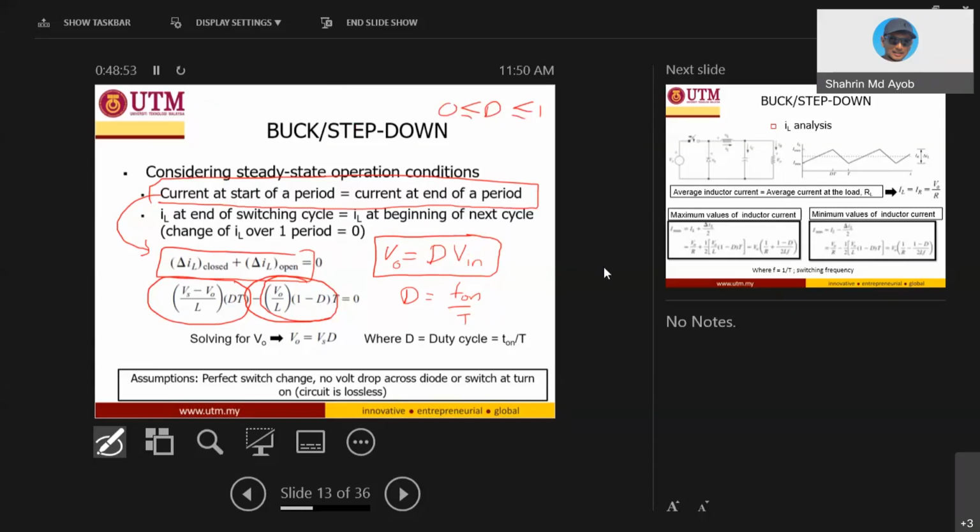The lower part here is the assumption. We assume that the switch is an ideal switch. There is no voltage drop, no internal resistance, so the losses are 0. Meaning that P in equals P out, 100% efficiency.